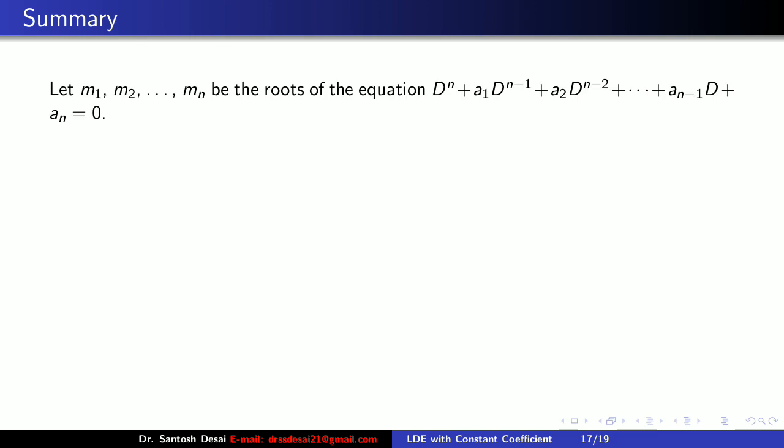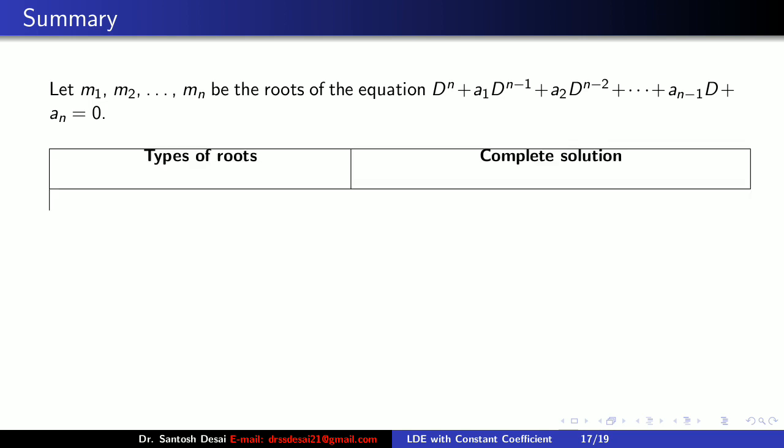Let m1, m2 and so on mn be the roots of the equation D^n + a1 D^(n-1) + a2 D^(n-2) + and so on + a(n-1) D + an = 0. Then we consider the types of roots and the corresponding complete solution.